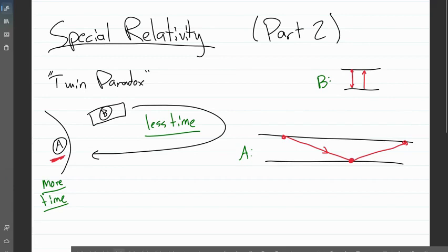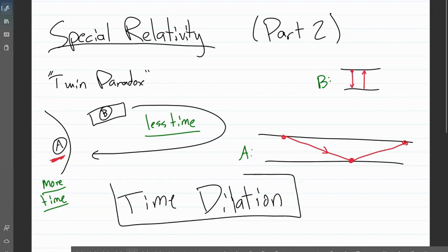This is something called, and this is a word you do need to know, you don't have to remember the twin paradox. It's helpful if you do, but you don't have to remember that. What you do have to remember is this thing called time dilation.